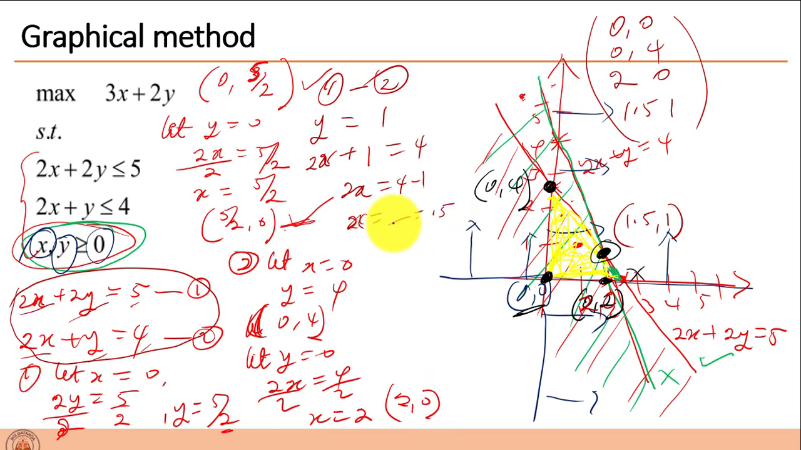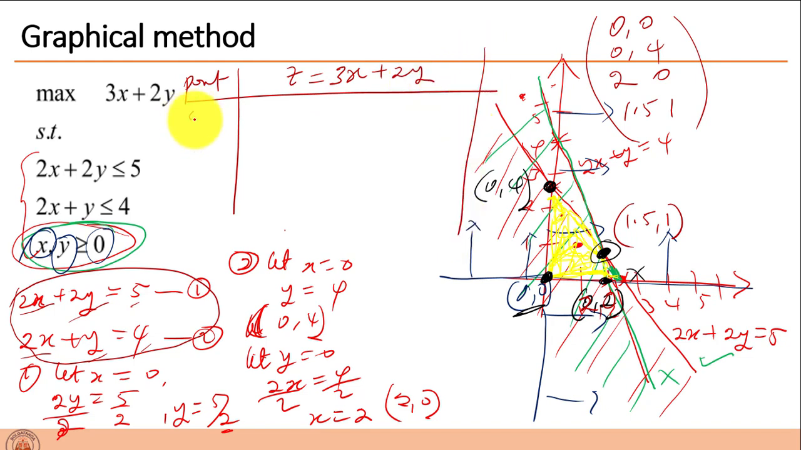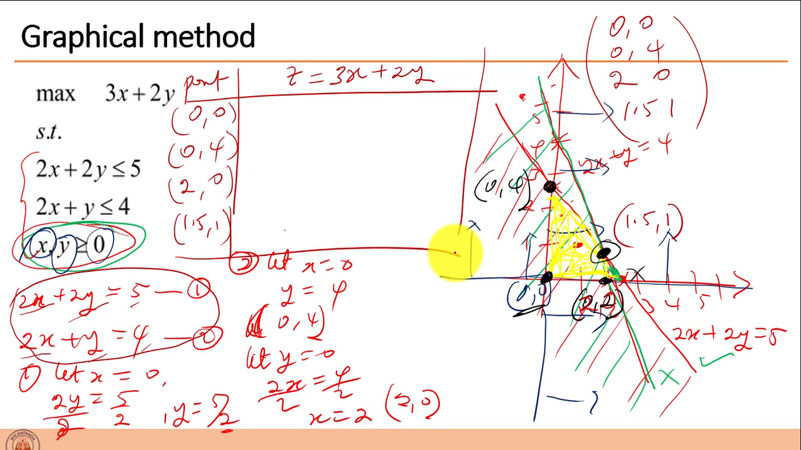Again, I'm going to take this off to give room for some other calculations. So I'm going to draw a table like this and put our points there, and put our z. Z is equal to the objective there, 3x plus 2y. The points I'm going to be looking at whilst considering the objective equation are 0, 0, then 0, 4, then 2, 0, then 1.5, 1.